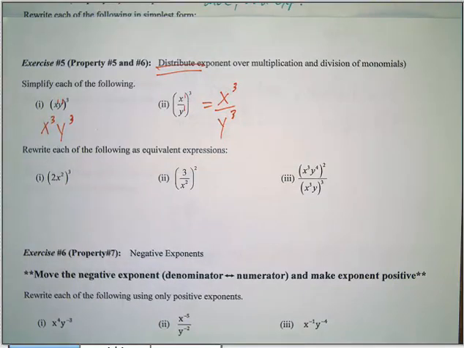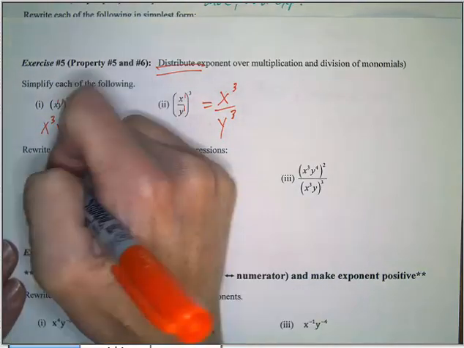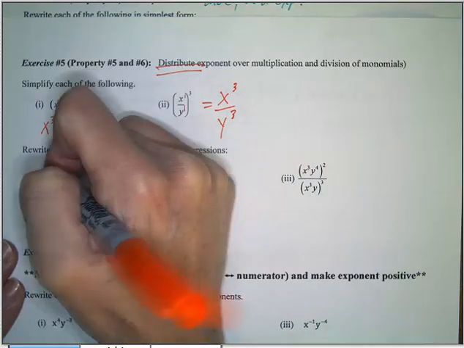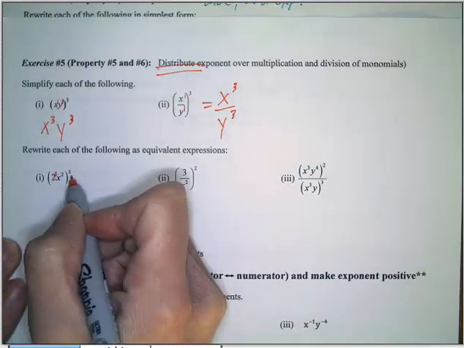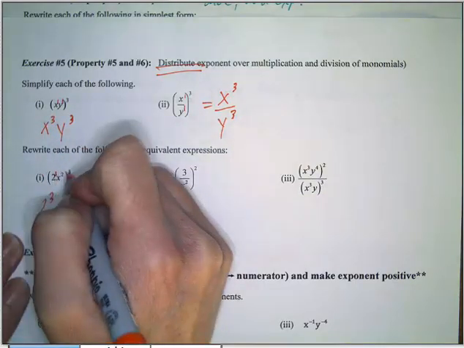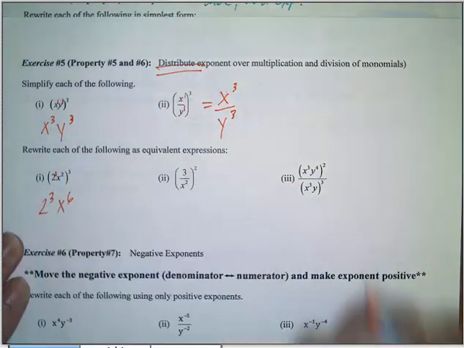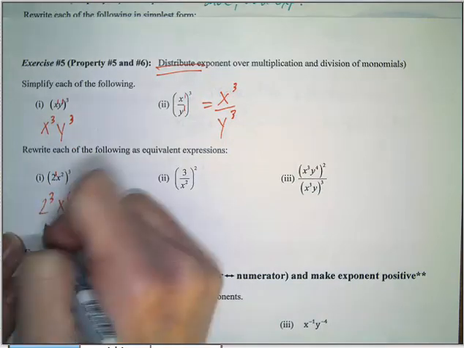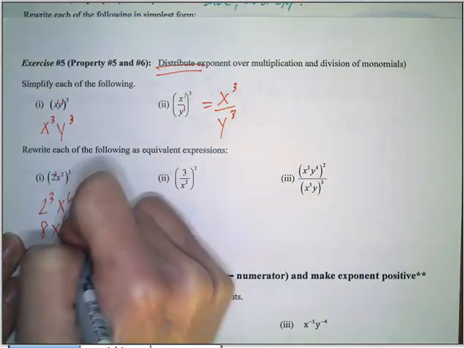In the next one, they have gotten more complicated. So I have to give it away to each base. Now, 2 is a base, and it has a power of 1. So 2 to the first to the third is 2 to the third. X squared to the third is x to the sixth. Well, 2 to the third in my calculator or my brain is 8, so I have 8x to the sixth.